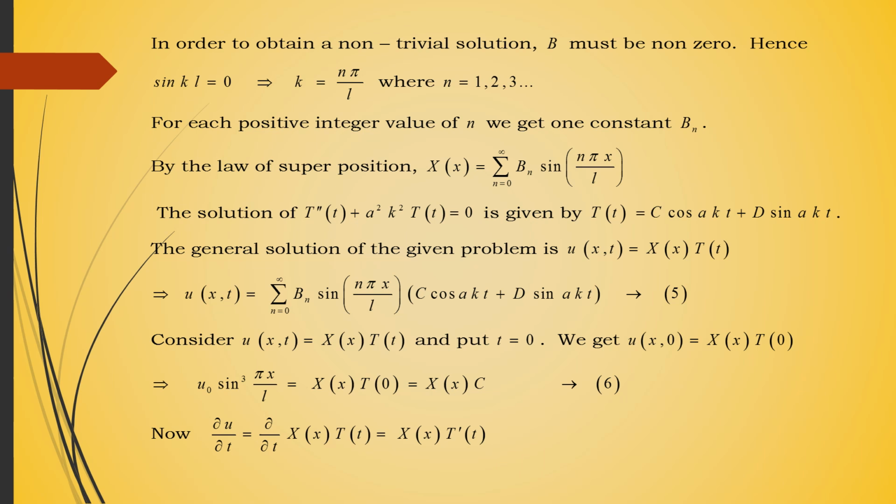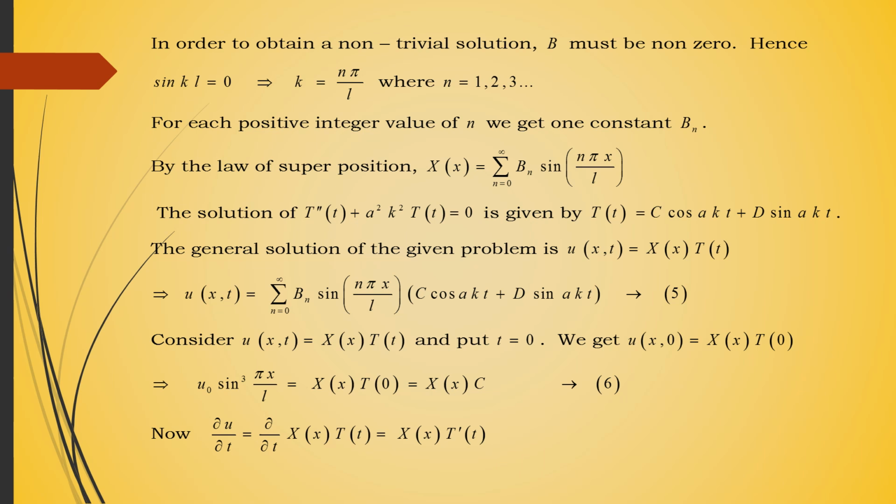But in the given problem, u(x,0) was given to be u(x,0) = u naught sin cubed (πx/L). If we substitute this value here, we obtain u naught sin cubed (πx/L) = X(x) times C.